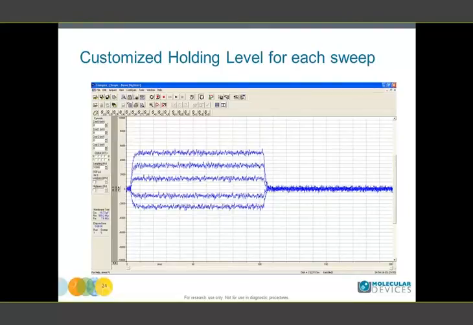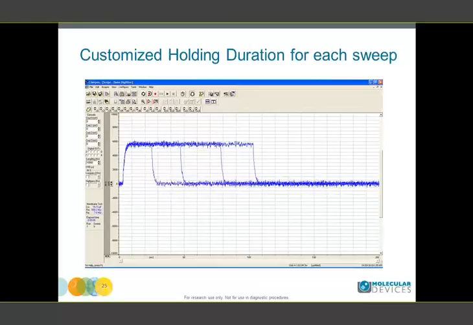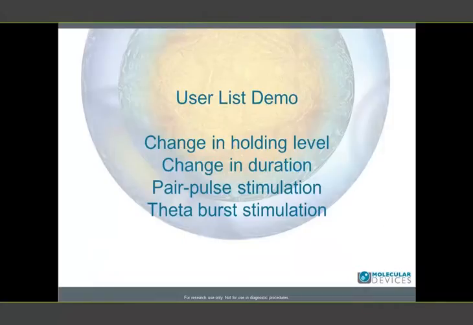Now you will see here, customize the holding level for each sweep. I'm going to show you some demonstrations for that. This is just an example of changing the holding level, and also the holding duration for each sweep. Let me do the demonstration first for the holding level, and then the change in duration, and after that, I will show how to use the user list to change the paired pulse, to make the paired pulse stimulation. In this, you can change the interpulse interval. And then after that, we will go to the theta burst stimulation. All right? So let's do some demonstrations.